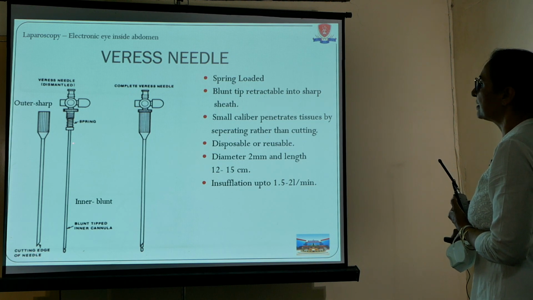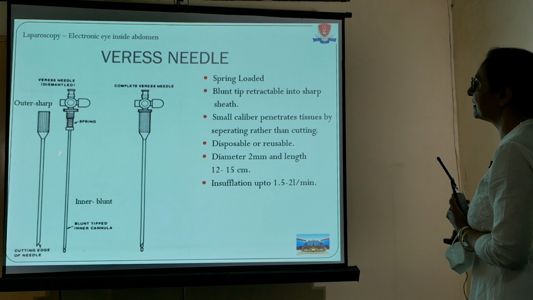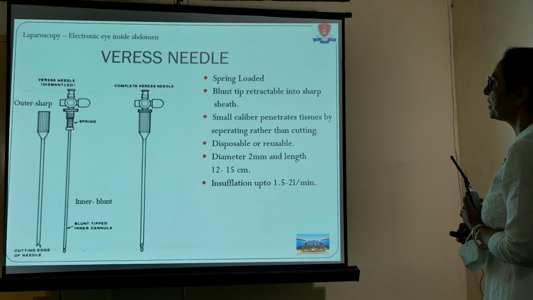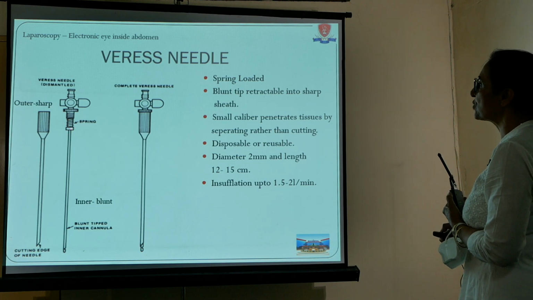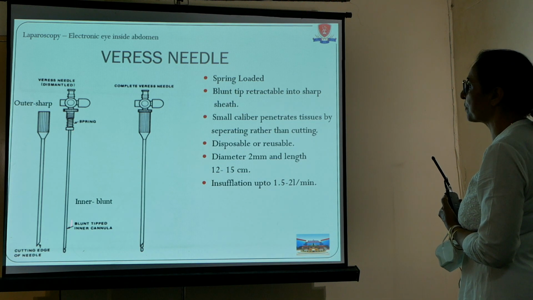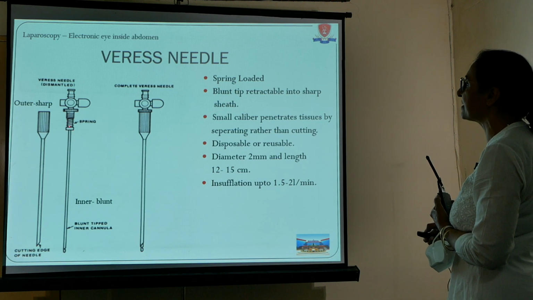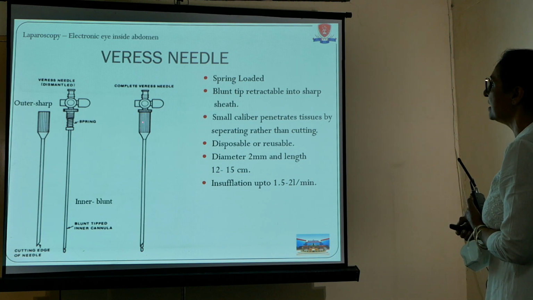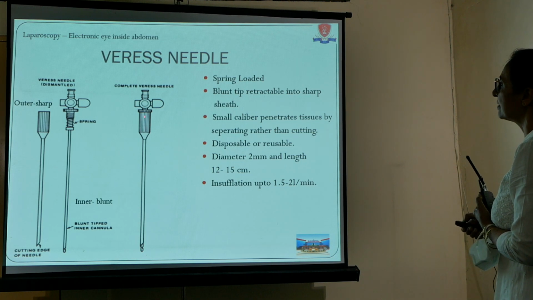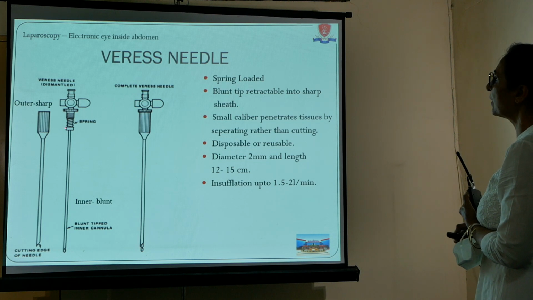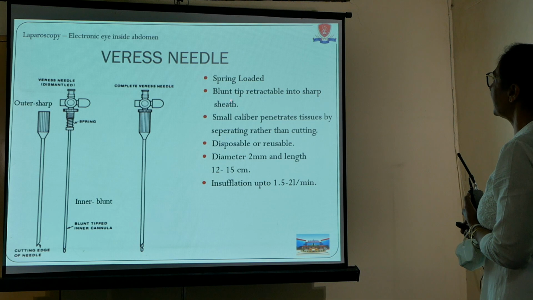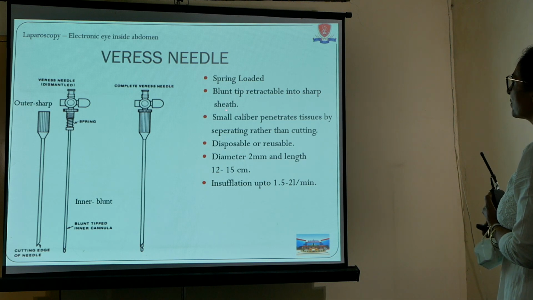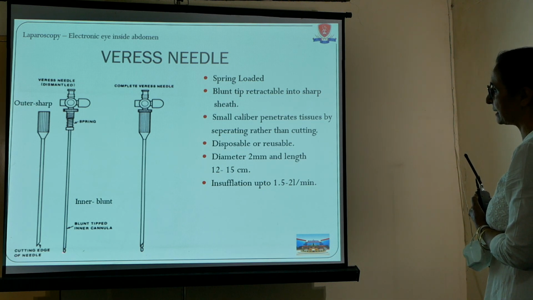And this is the spring-loaded barrel inside this. Because of the sharp tip, it prevents injury to the vessels and the visceral organs. So this is the barrel inside, and this is the needle. It is spring-loaded like this. It has a blunt tip that is retractable into the sharp tip. This is the blunt tip.